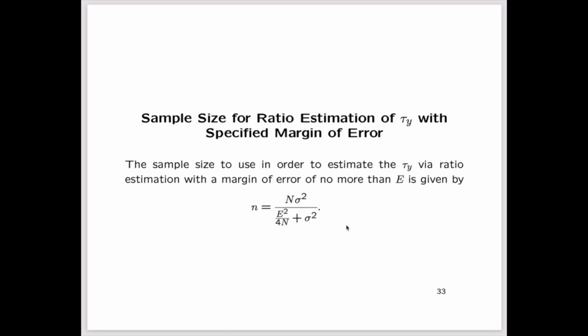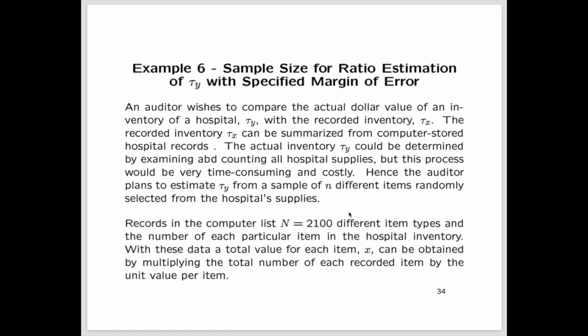The sample size is equal to cap N times the population variance divided by the square of the desired margin of error over 4N plus the population variance. And again, we may or may not know sigma squared. If we don't, we would have to either approximate it using one of the techniques that we've used in the past or estimate it from a preliminary data set. And so let's look at an example.